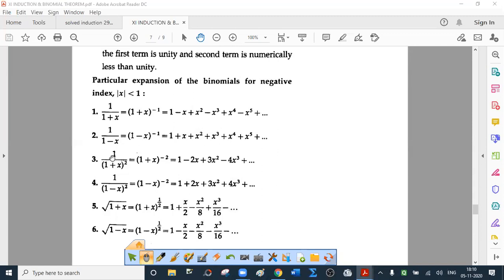One more thing, you have to write everything in the numerator. Don't say that let us expand this in the denominator. No, you have to expand this by writing it in the numerator. Now compare this with 1 plus x raised to n. n is half and x is to be replaced by what? Minus x. Simple.